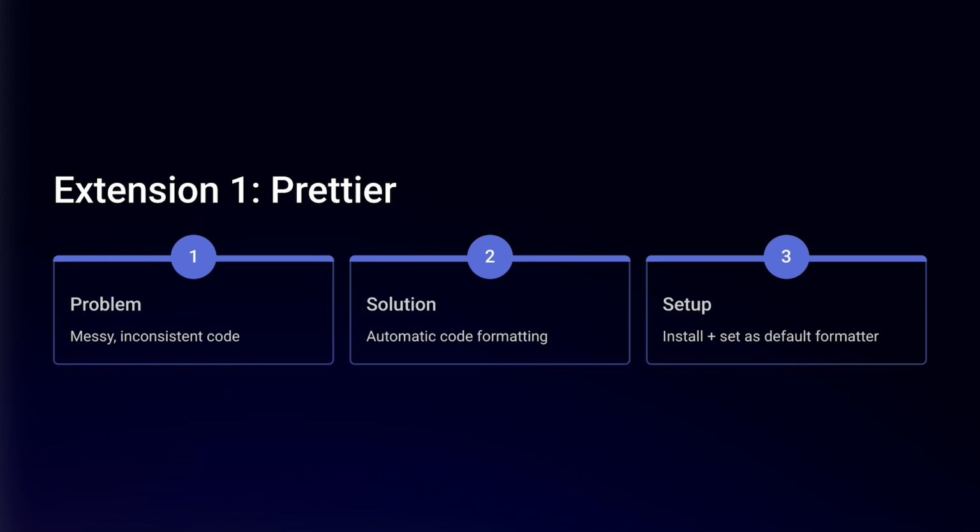First up is the Prettier code formatter. Have you ever seen messy handwriting? Code can get messy too, with inconsistent spacing or lines that are too long. This makes it hard to read and understand, especially when working with others. Prettier is like a magic cleaning service for your code. It automatically tidies everything up, making it neat, readable, and consistent. No more arguments about where a comma should go or how much space to leave.